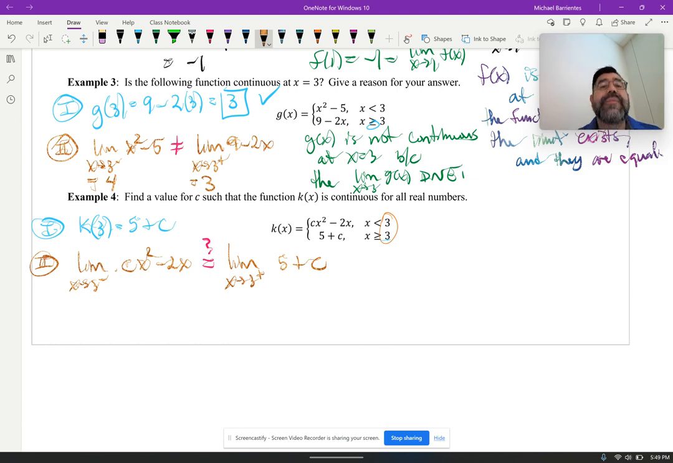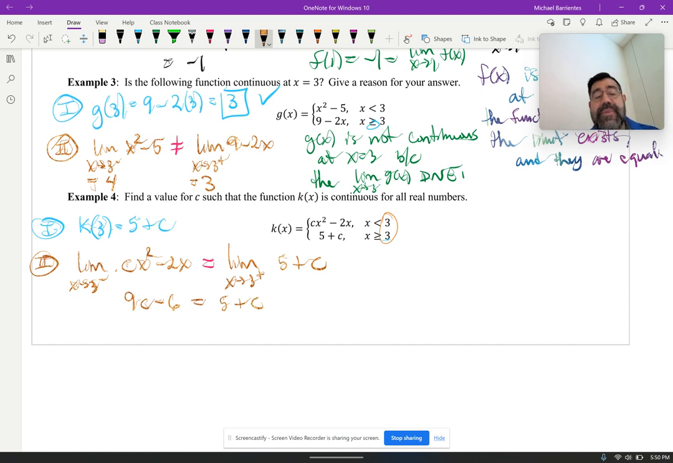Oh, well, I do want to make it continuous. So if I want to make it continuous, maybe I do want to make sure that those two limits are equal, because if the left side and the right side are equal, then I can find my answer, right? All right, so I'm going to substitute a 3 wherever I see an x, not wherever I see a c, because x is approaching 3. So 3 squared is 9, so this is going to be 9c minus, and then 2 times 3 is 6. So 9c minus 6. And I'm going to set that equal to 5 plus c, since there is no x to substitute.